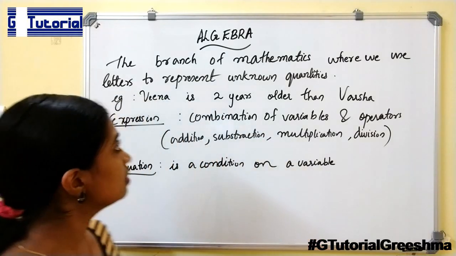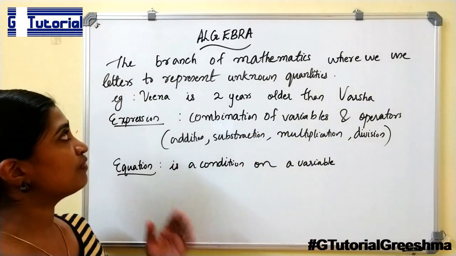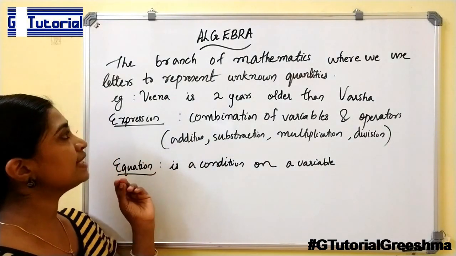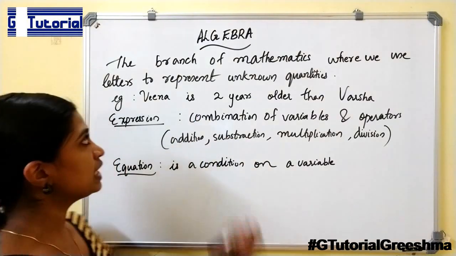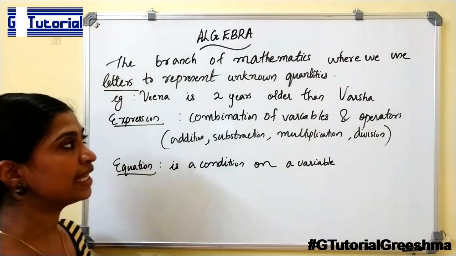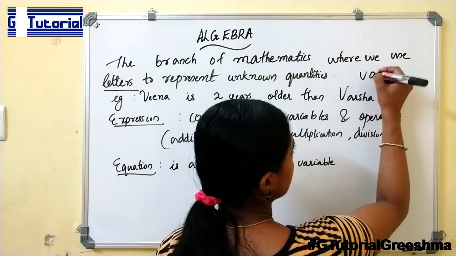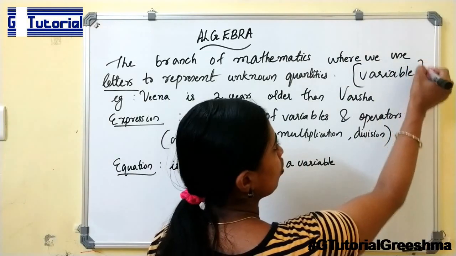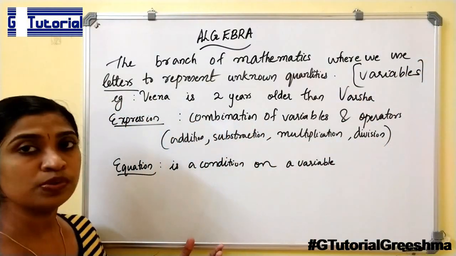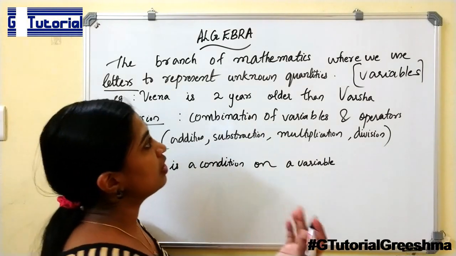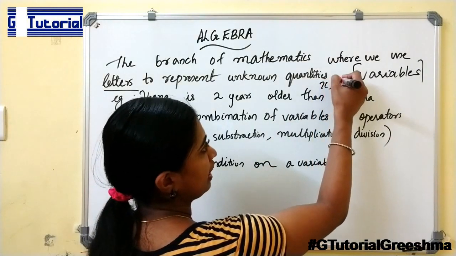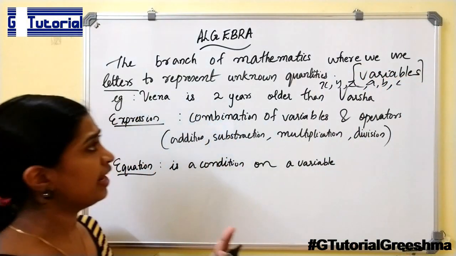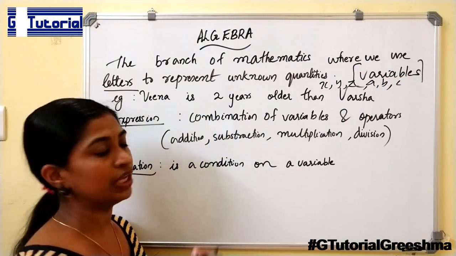Now let us get to our portion. First we can see what is algebra. It is a branch of mathematics where we use letters to represent unknown quantities. These letters are called variables because they take variable values, changing values. We can use any of the English alphabet as variables: X, Y, Z, A, B, C, P, Q, R. Any of the letters can be used as variables.